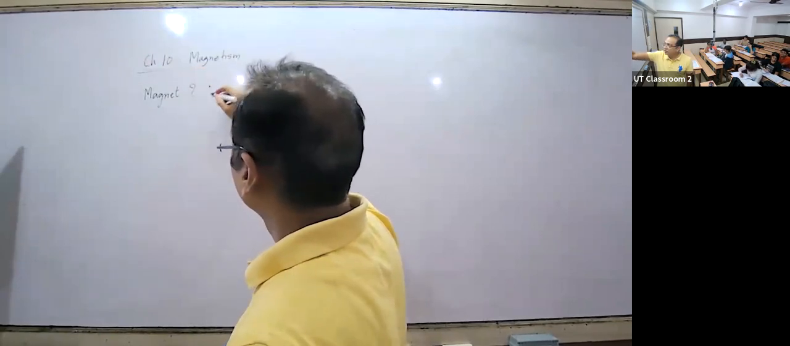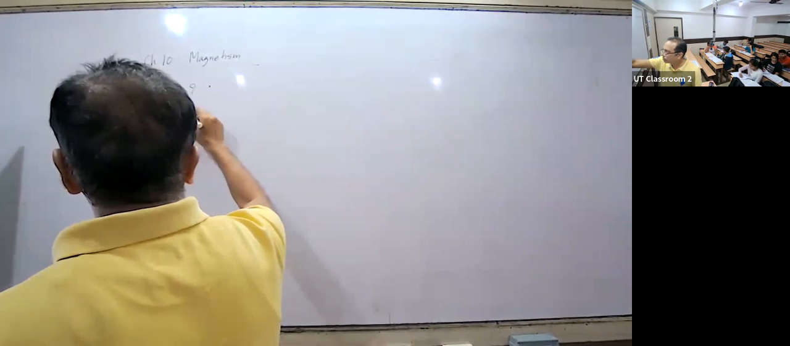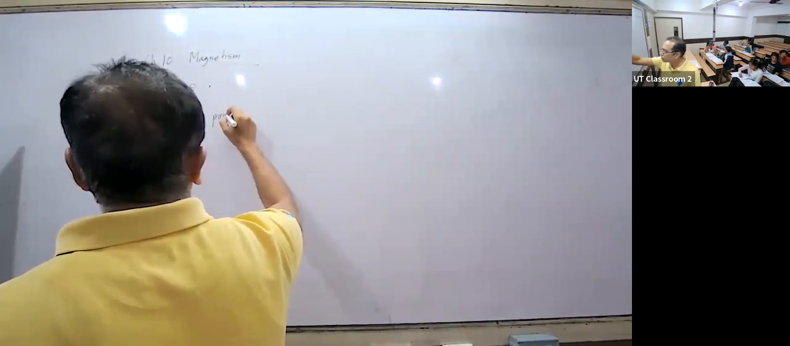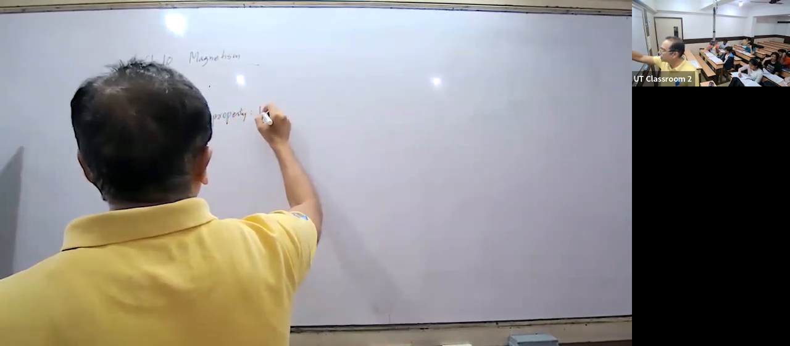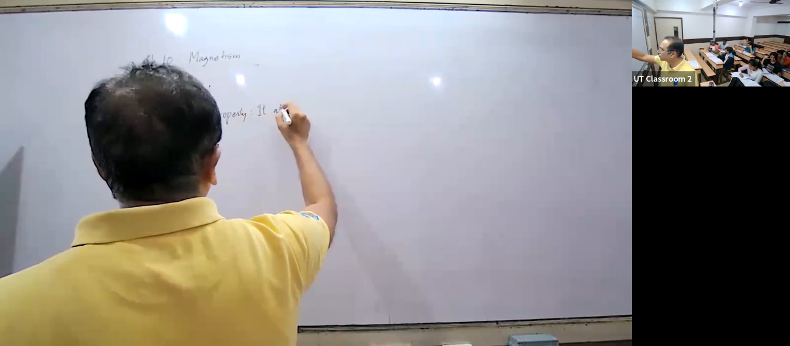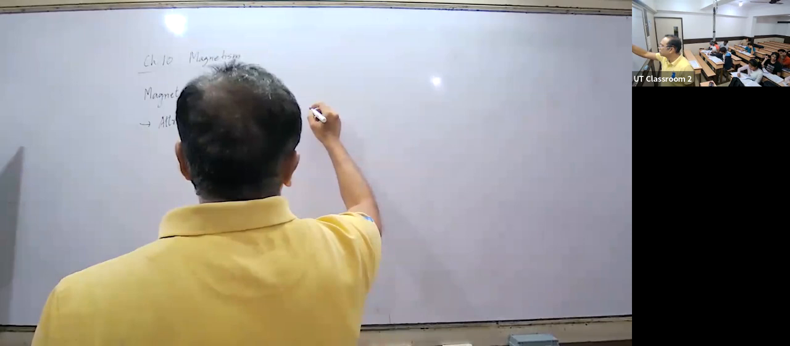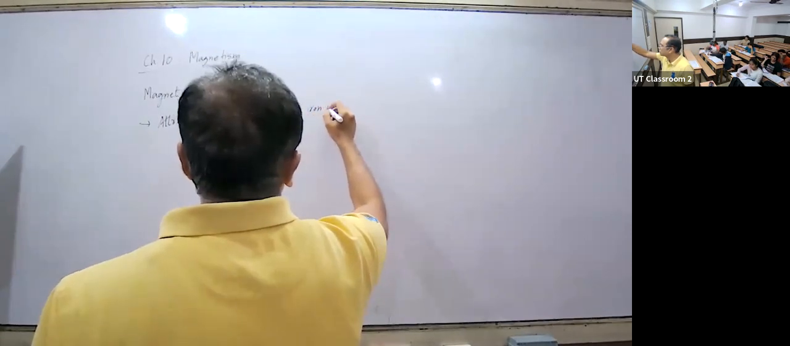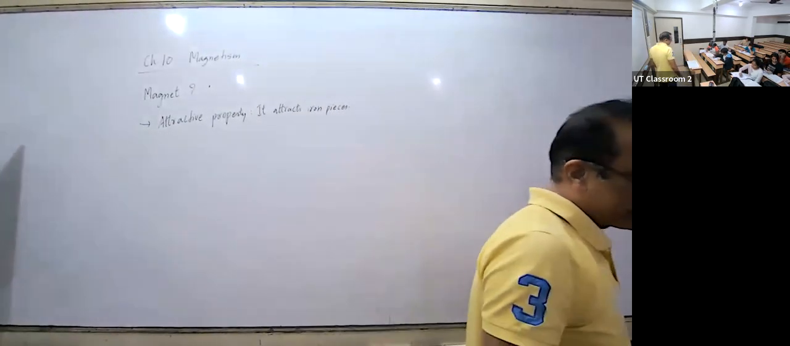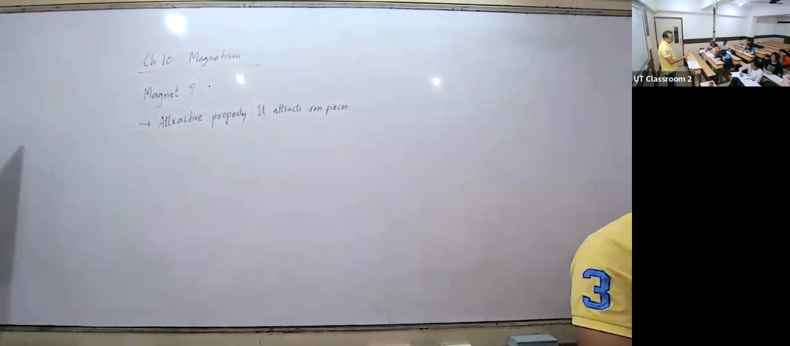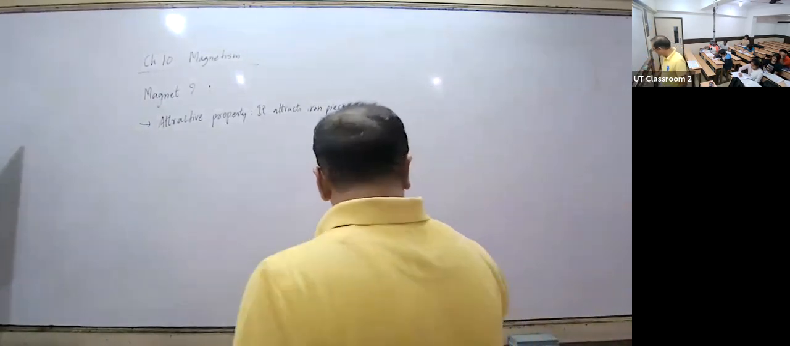So what is a magnet? It has an attractive property, right? So first let us understand, what is that attractive property? That is, it attracts iron pieces. So metals means, will it attract copper? No, it is non-magnetic. So it will attract iron or magnetic substances.